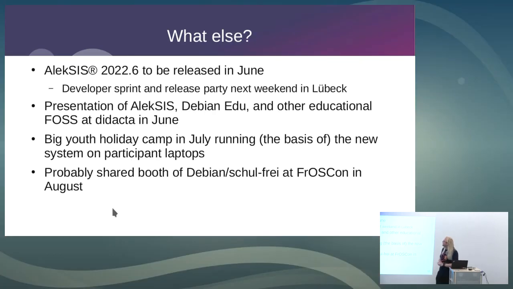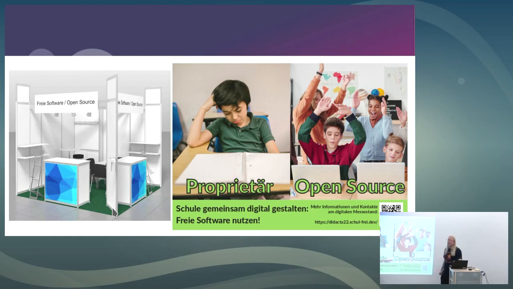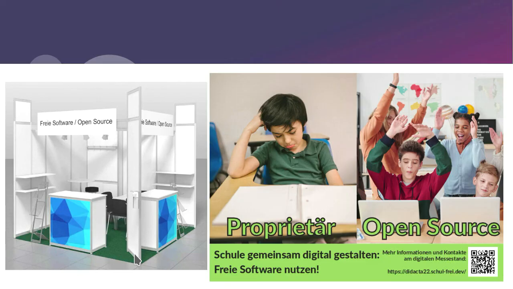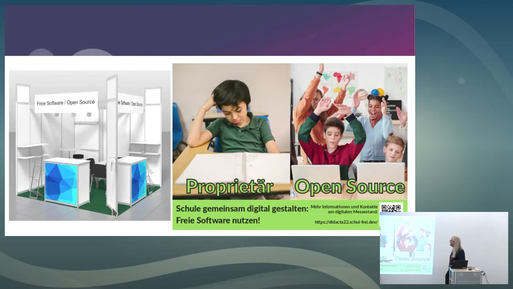So this is the end now, basically, just an overview of what else we are doing in the next time. AlekSIS, the next release will be sometime in June. A development sprint will happen at our pilot school in Lübeck next weekend. We will be presenting AlekSIS and Debian Edu and some other educational free software at the Didakta, Germany's biggest educational trade fair in Cologne next week. A very small booth. We will be handing out semi-professional, fancy stock photo postcards to convince schools of using free and open source software.